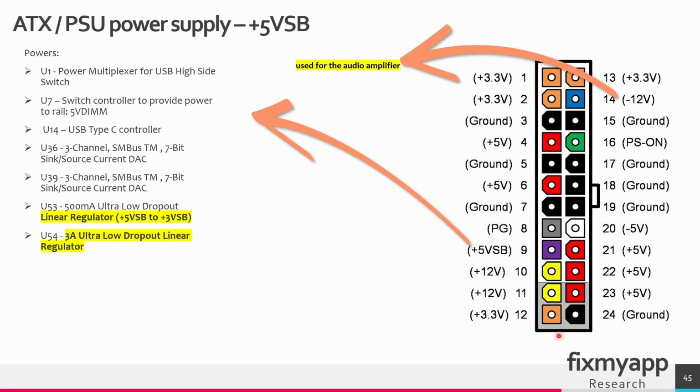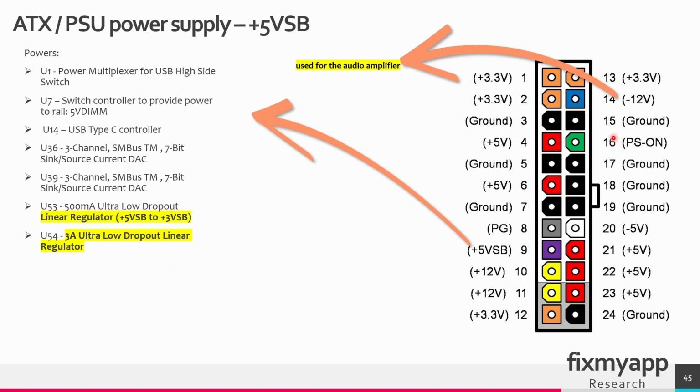This is the 24 pin power connector. On pin 9 you can find the standby voltage of 5 volt. This standby voltage of 5 volt is used on the motherboard for different components, like the Super I/O chip. Most of the time this 5 volt is converted back to 3 volt standby voltage. So there are different components on a motherboard, like a USB high side switch, some controllers, USB-C controllers, some low drop voltage regulators. All those chips need power in standby mode.